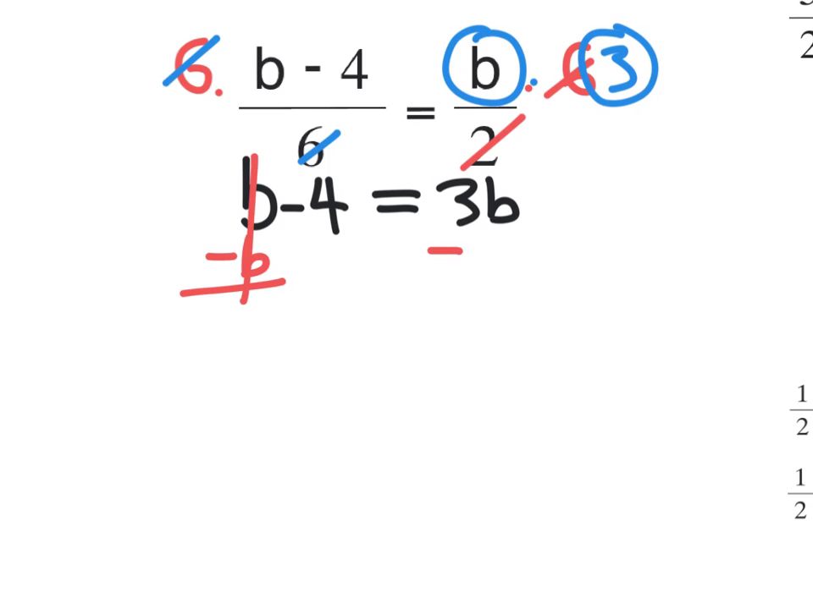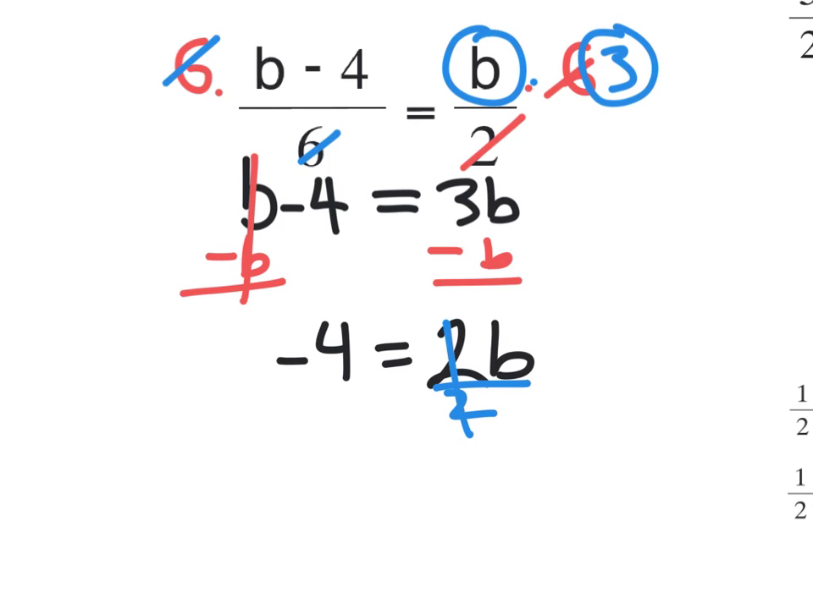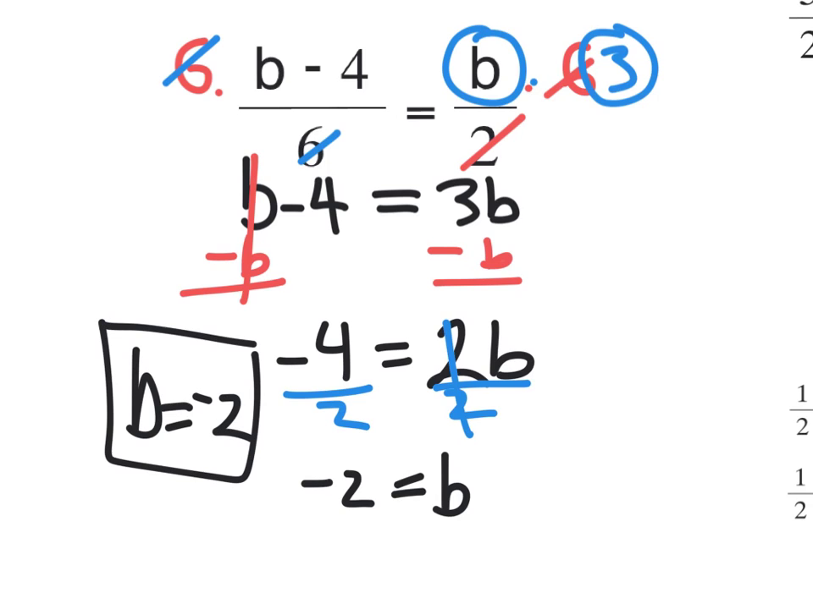Cancels out. Minus b. What is 3b take away 1b? 2b. 2b equals negative 4. Now we're almost done. All we need to do is get b by itself. Our final step will be to divide by 2. Cancels. Divide by 2. You will have your answer: b equals negative 2. And it's probably better to write it with the b on the left and the negative 2 on the right. And that's your final answer for that question.